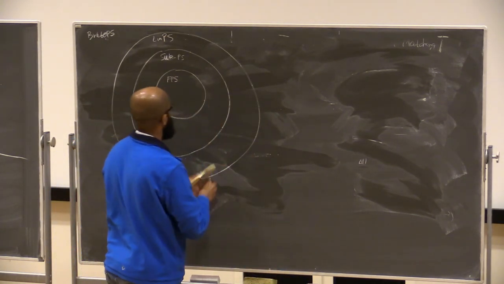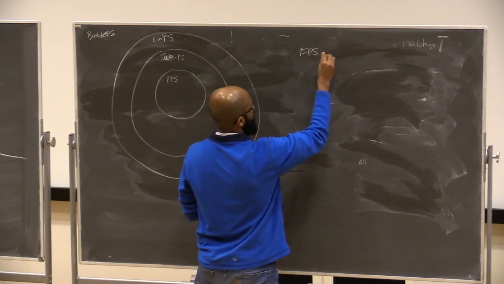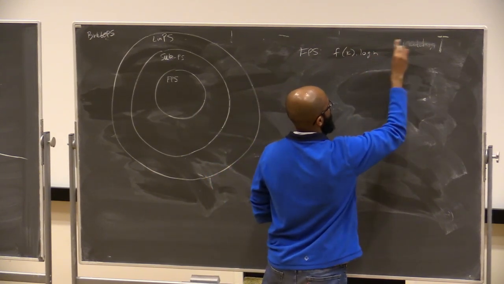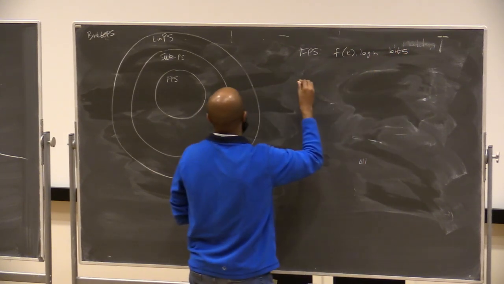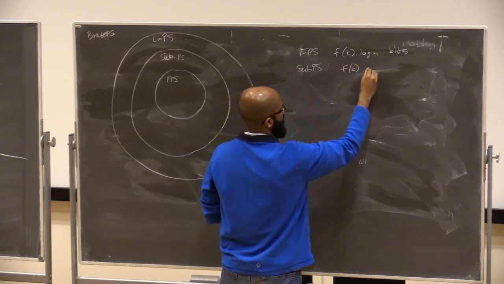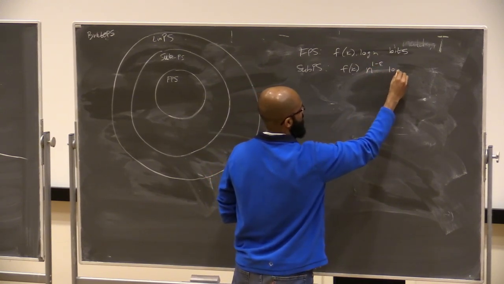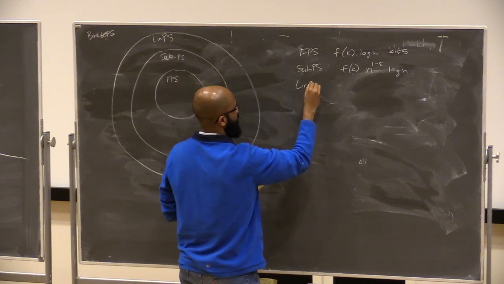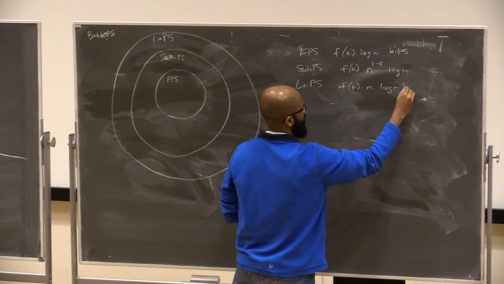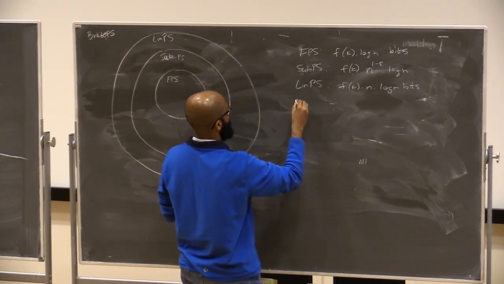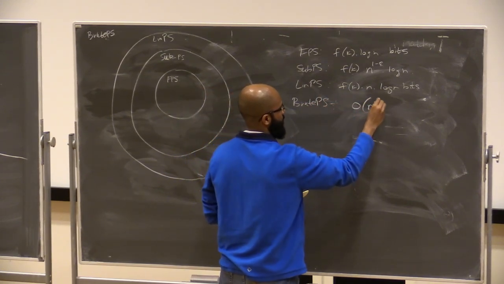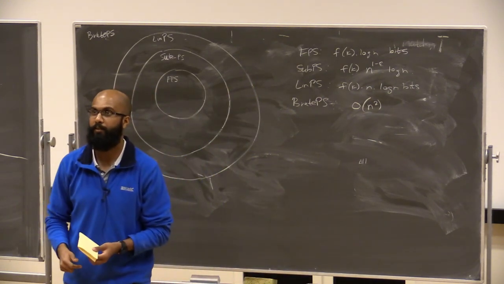So what is FPS? FPS is those problems which you can solve in f of k log n bits. Sub PS is those problems which you can solve in f of k times some sublinear in n log n bits. Linear PS, f of k n log n bits. And finally, brute PS is order n square bits. What does PS stand for? Parameterized streaming.